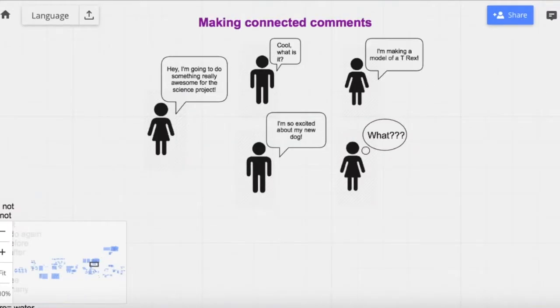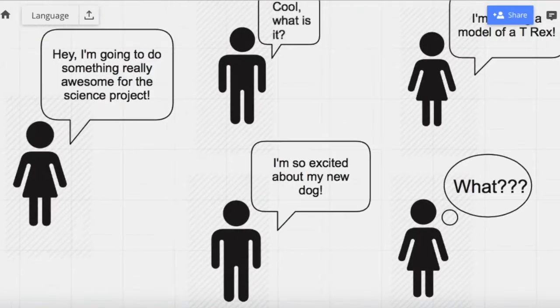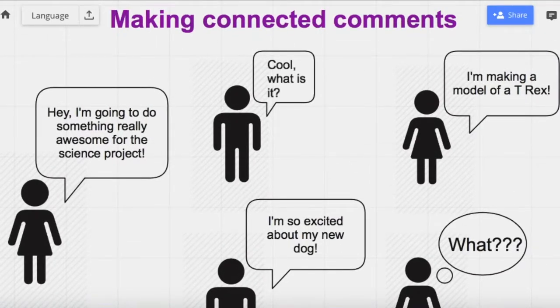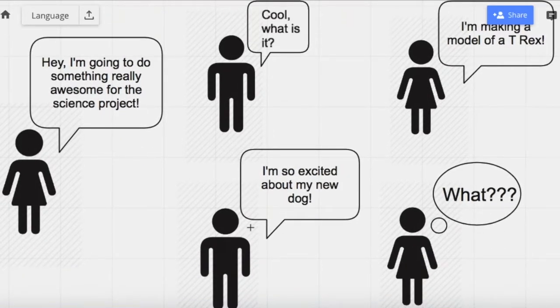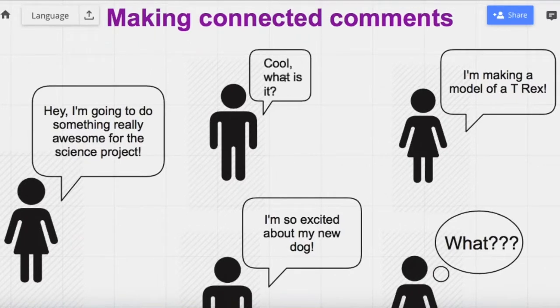So let's look at a real world example of how you might use speech bubbles like this during an online session. This is a social language activity about making connected comments using the speech bubble feature. So I set up a character here and she says, "Hey, I'm going to do something really awesome for the science project." And in this scenario, the boy responds by saying, "I'm so excited about my new dog." And then I used the shape tool again to show what she is thinking. And here she's thinking, "What? Why are you talking about your dog?" And so then you could work with the student to talk about a more appropriate, on topic response, such as this. The boy says, "Cool, what is it? What are you doing for your science project?" And she says, "I'm making a model of a T Rex." So that's just a quick example of a practical way you might use the speech bubbles for your online therapy sessions.